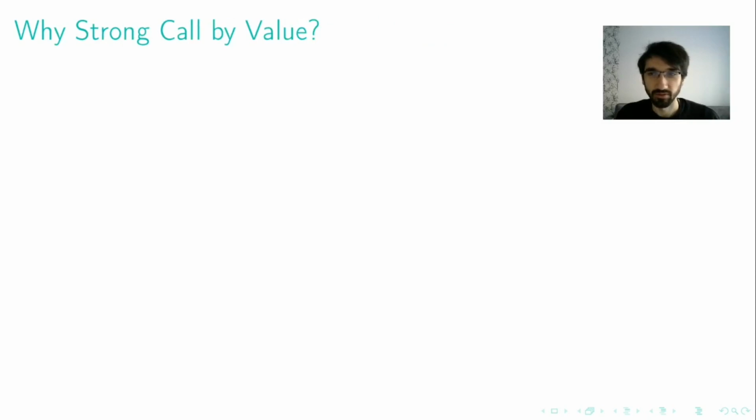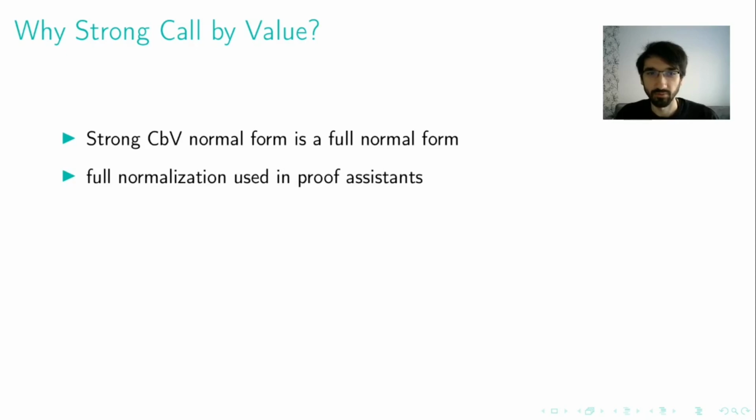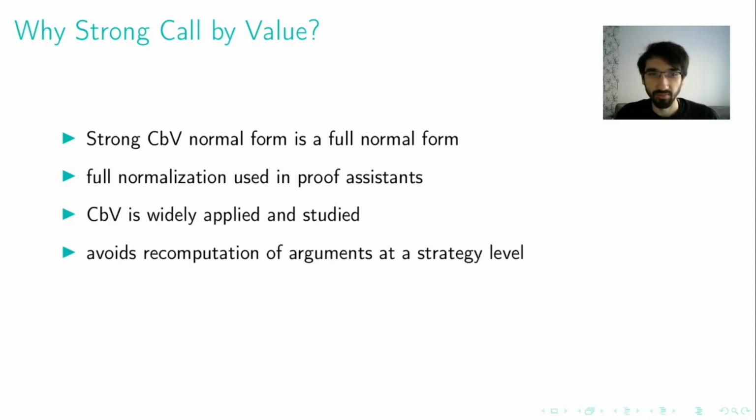And why strong call-by-value? First of all, strong call-by-value normal forms are full normal forms, and this full normalization can be used in proof assistants such as Coq during type checking. Call-by-value itself is widely applied and studied, maybe because it avoids recomputation of arguments at the strategy level, but it also supports recursion, which is not the case in the leftmost innermost strategy.